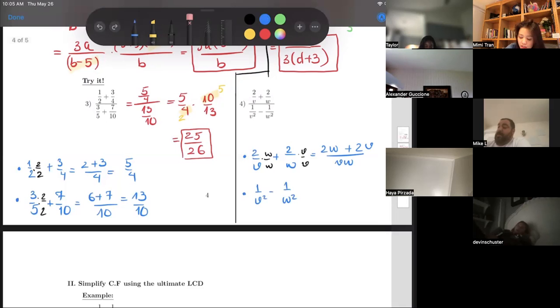Again, if you don't want to think about the LCD, I want to subtract them, I want to combine them together. So what do I have to multiply the first fraction by? W squared over W squared, right? If you're missing something, you multiply by that. And then the second one, Kobe, what do you think I should multiply the second one by?